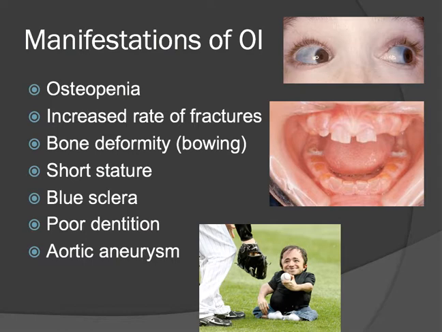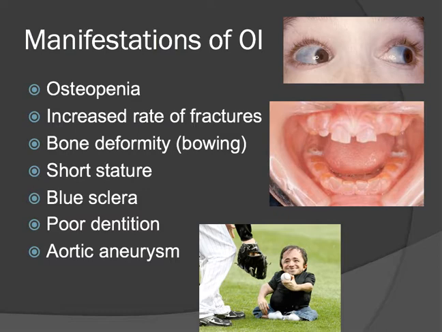Some of the other manifestations are blue sclera, so you can see that in the top one. Poor dentition, because again, their teeth are also brittle and malformed. Osteopenia, so low counts of bone cells. They break their legs all the time.